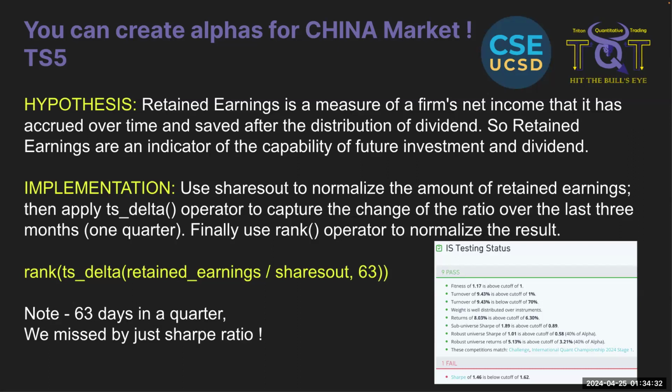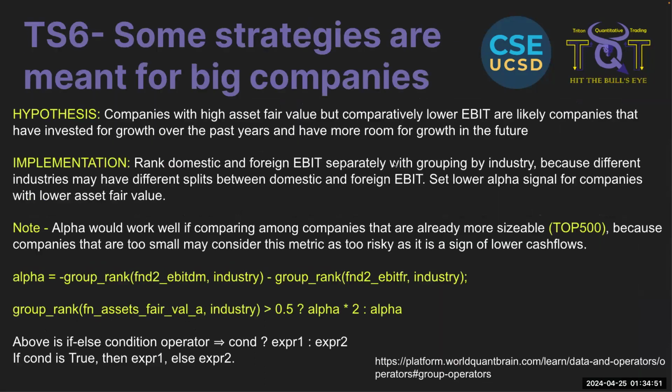Like I tried it, it's very different, because retained earnings might be something more applicable to the China market. They might be giving more dividends than what the US does. So that can impact how your alpha is performing. So that's about this alpha.